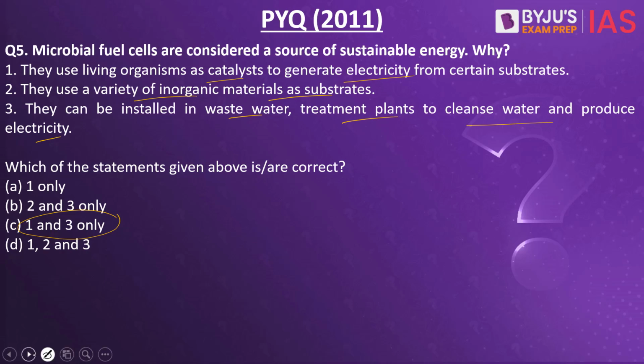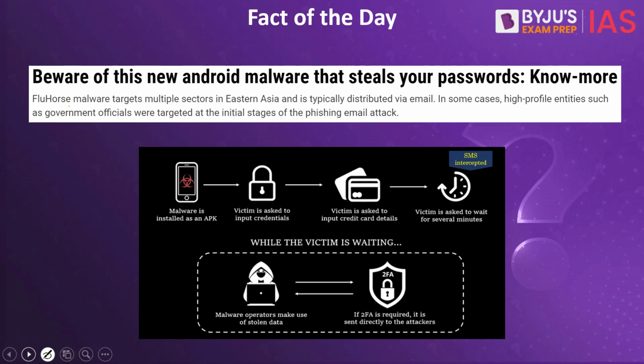Now let's look into the fact of the day. The fact of the day for today's discussion is FluHorse malware. Let us try and understand what this malware is all about. First, let us understand the meaning of malware. What is malware? Malware is nothing but malicious software, a software which looks like a legitimate software, but it is not. When you download it, it starts processing the data and ultimately it takes away certain data.